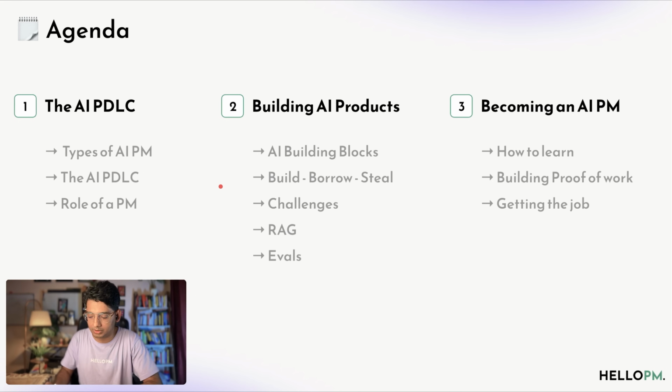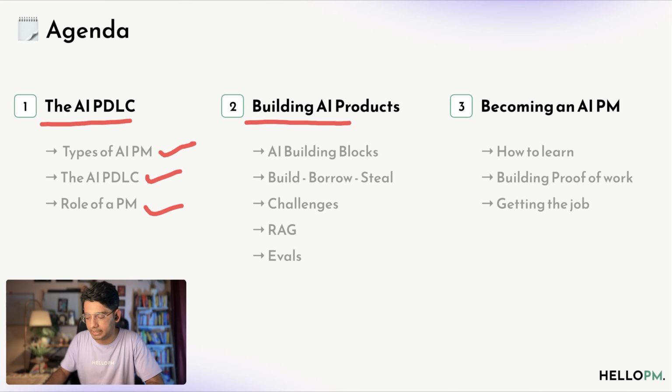We will first talk about the aspects of the AI product development lifecycle, how it differentiates from the traditional product development lifecycle. We will talk about various kinds of AI PMs. We'll talk about the AI product development lifecycle. We will also talk about what is the role that you are going to play as a product manager in this complete cycle. After that, we are going to talk about building AI products.